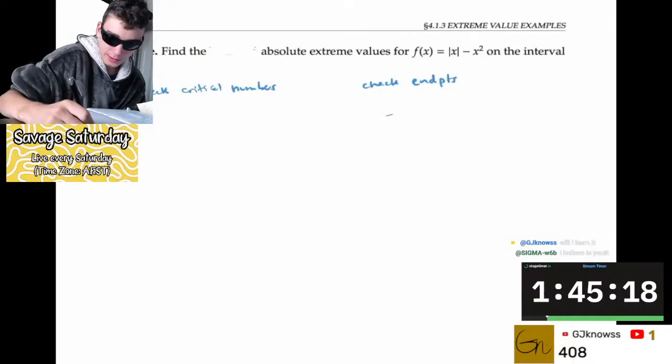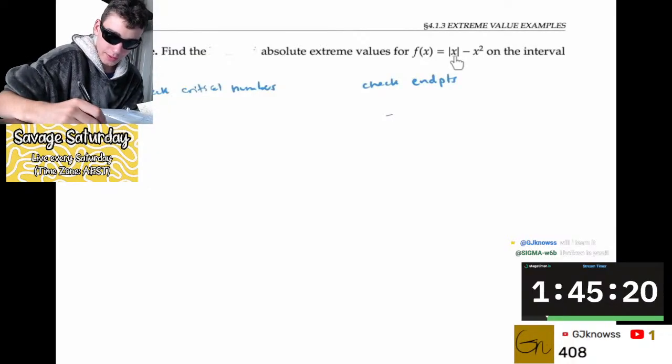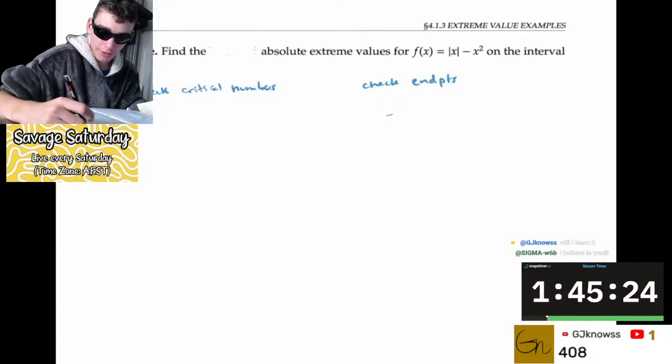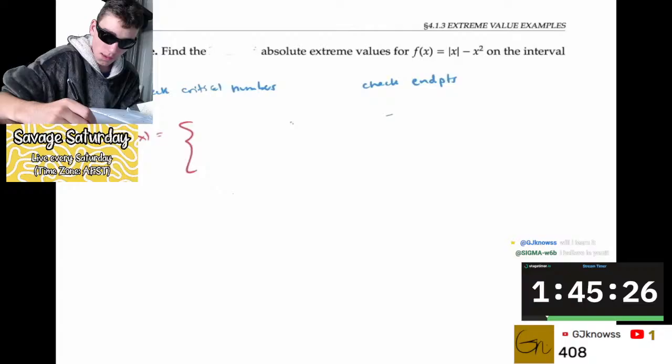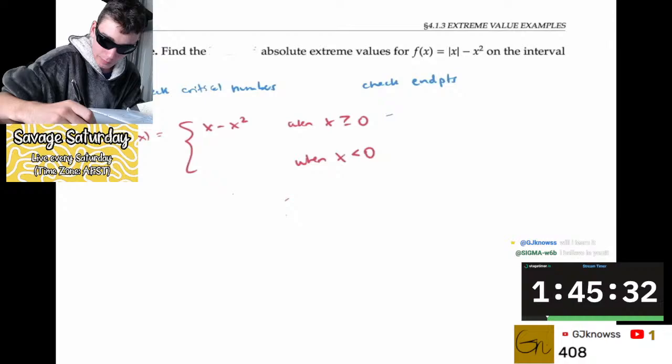To find the critical numbers, we need to take the derivative of our function. But because our function involves an absolute value, it's a little tricky to take the derivative. Instead, let's first rewrite f using piecewise notation. Recall that if we're looking at the absolute value of x, when x is bigger than or equal to 0, absolute value of x is just x, so f of x will be x minus x squared. On the other hand, when x is less than 0, the absolute value of x is negative x, so f of x will be negative x minus x squared.